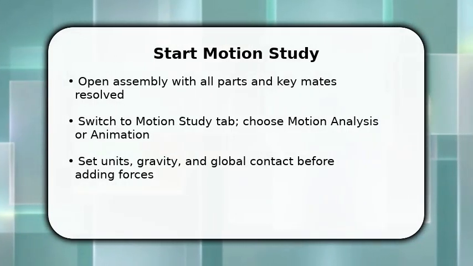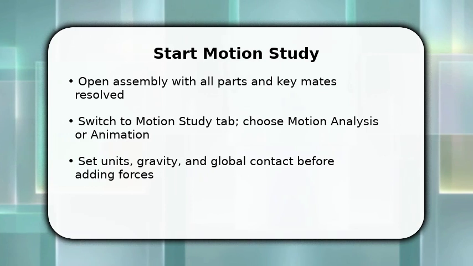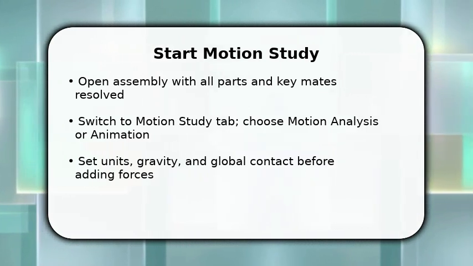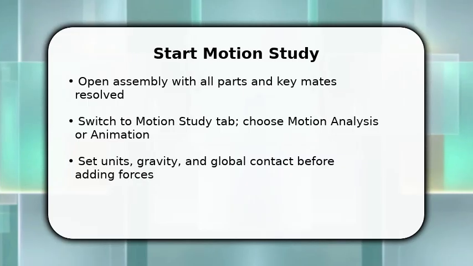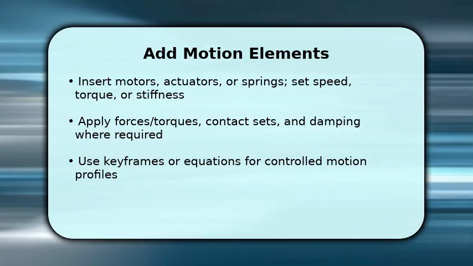This prevents later jitter. Next, create a timeline key at 0s, so you have a firm starting pose before adding motors or forces. Now you add the active elements that drive movement. Attach motors or actuators to mates and define speed or torque. Choose direction and reference geometry so motion behaves predictably.